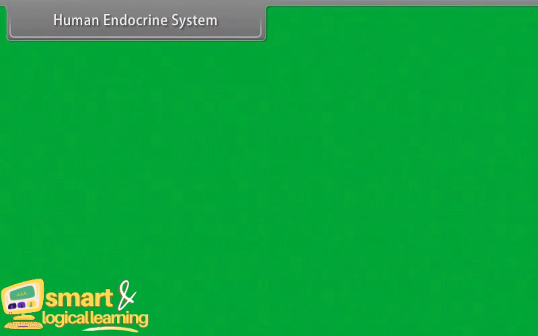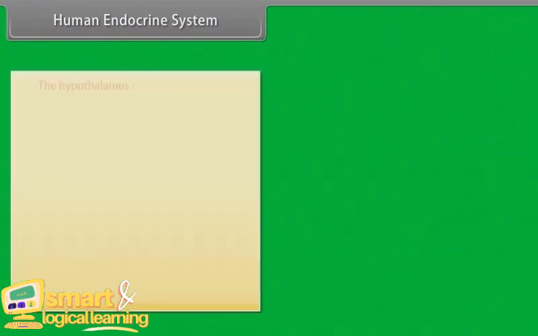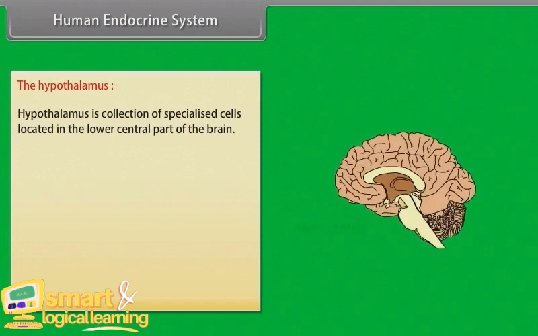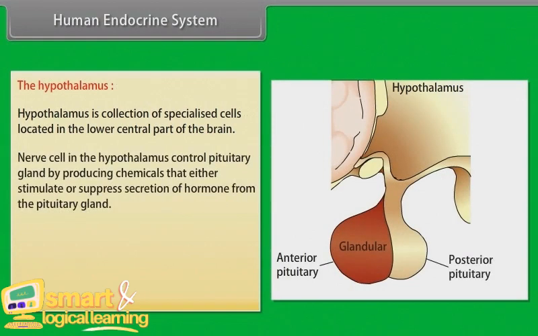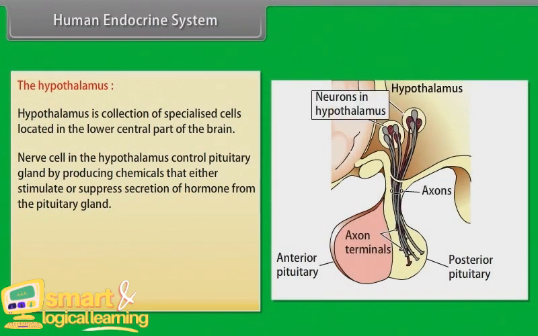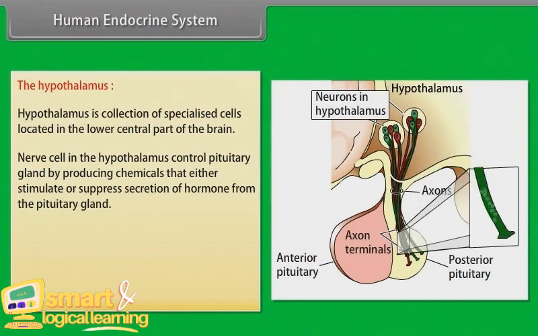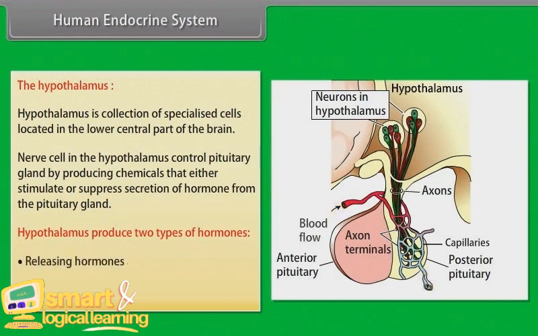Human endocrine system. The human endocrine system changes many processes of the body by the function of hormones. The hypothalamus. Hypothalamus is a collection of specialized cells located in the lower central part of the brain. Nerve cells in the hypothalamus control the pituitary gland by producing chemicals that either stimulate or suppress secretion of hormones from the pituitary gland. Hypothalamus produces two types of hormones: releasing hormones and inhibiting hormones.